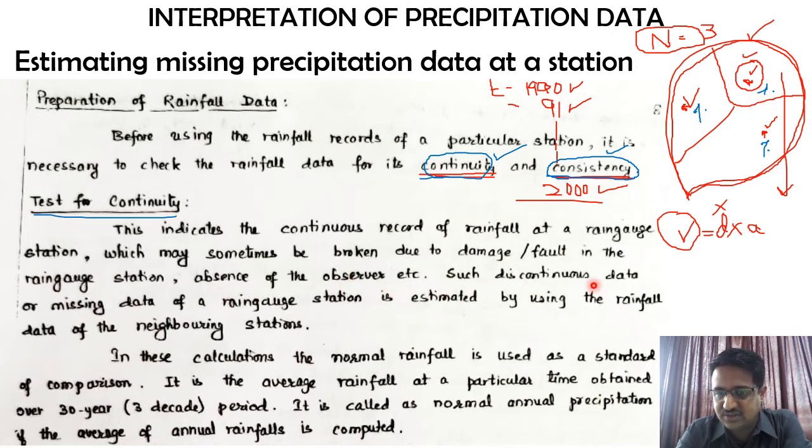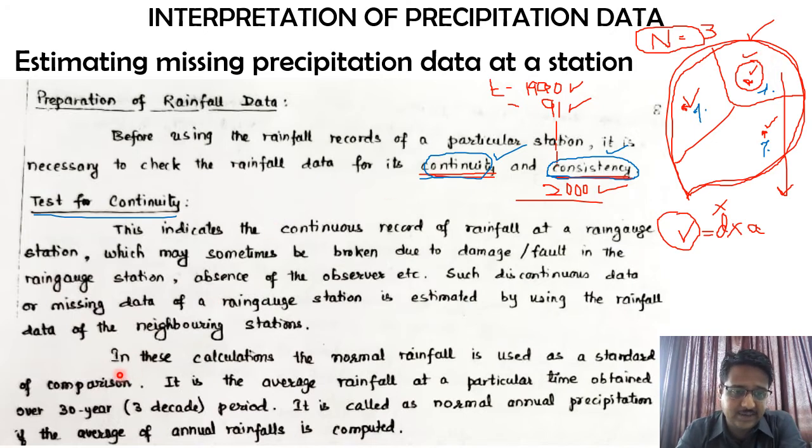Such discontinuous data or missing data of a rain gauge station is established by using the rainfall data of the neighboring stations. That is, you are going to take the help of the neighboring stations and then get the value of that missing or discontinuous rainfall collected.